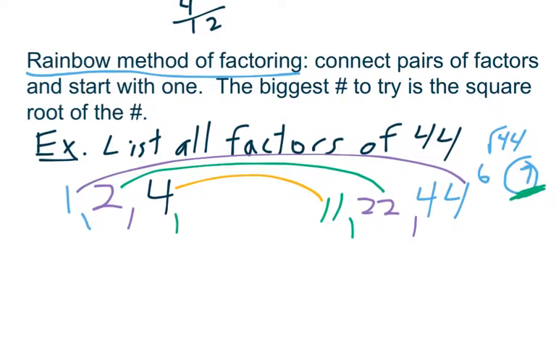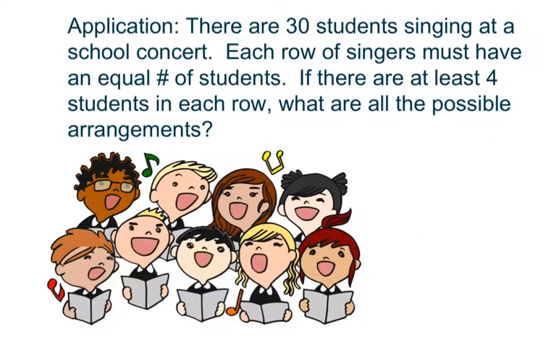All right, let's do an application to what we've been doing. Let's say there are 30 students singing in a school concert, and each row of singers must have an equal number of students. If there are at least 4 students in each row, what are all the possible arrangements?